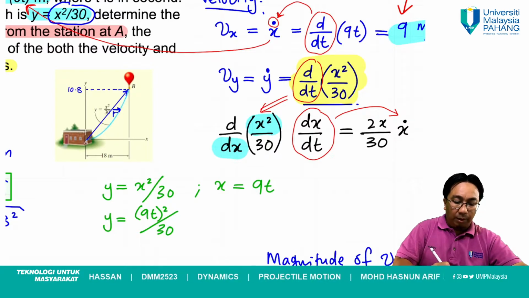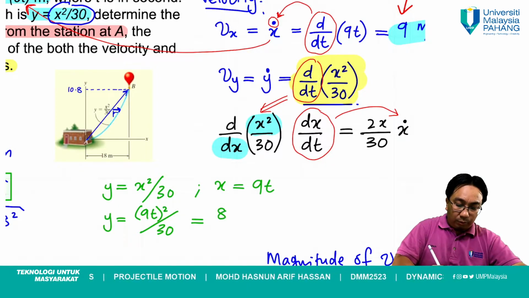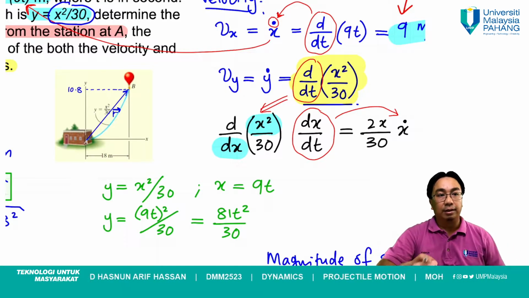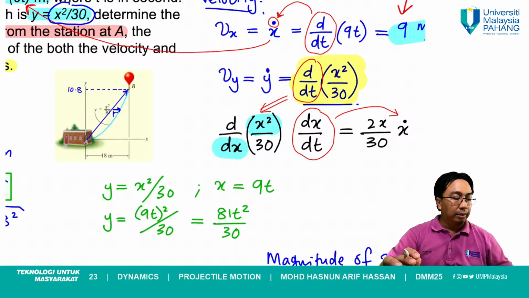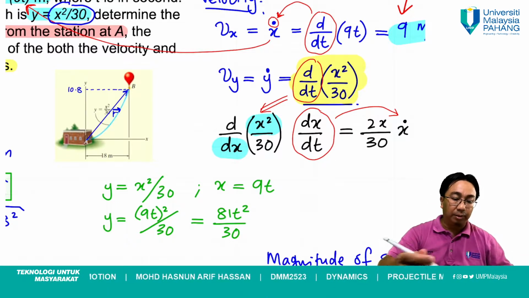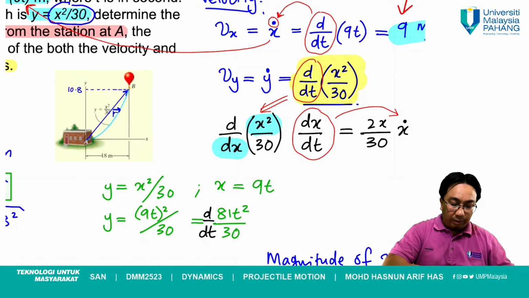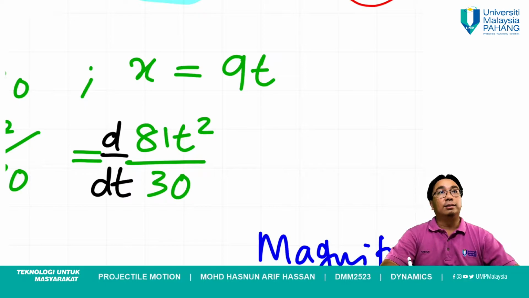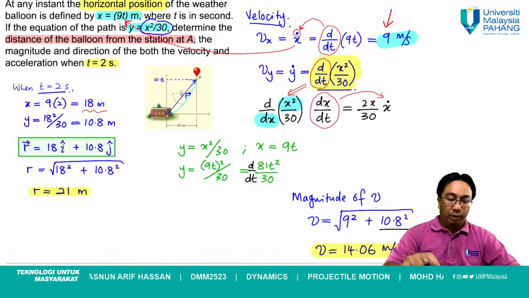And then from here you can get 81t square over 30, and then you can do d over dt of this. So this one is straight, no need to use the chain rule, because you are calculating d over dt and the variable is already t, so you can do d over dt here and calculate directly. Okay, d over dt of 81t square over 30 will give you the same answer also. Okay, alright, that is one thing.